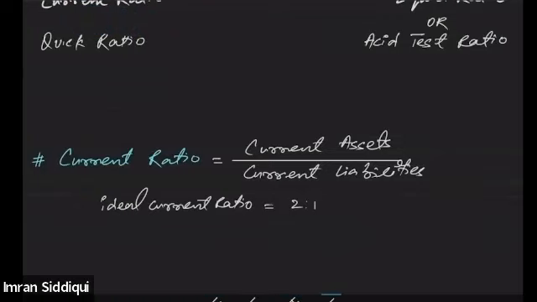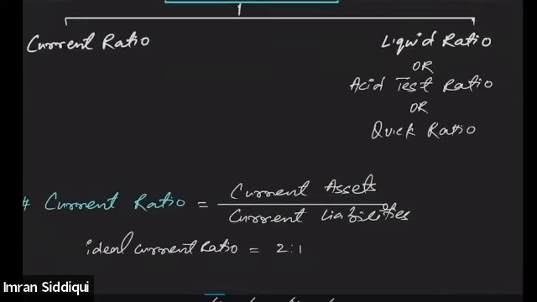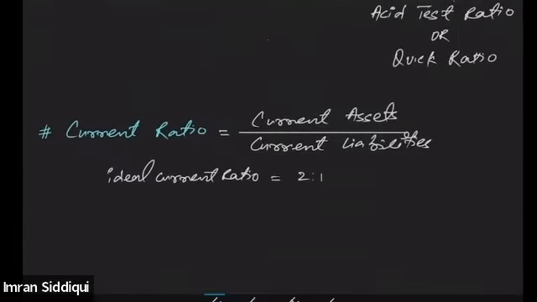I'm sorry. It is not the current ratio which is called quick ratio. Liquid ratio is also known as acid test ratio, or quick ratio, I'm sorry. Kindly do the correction. Liquid ratio is also called acid test ratio and it is also known as quick ratio. There is no other name for the current ratio. Current ratio is only known as the current ratio.